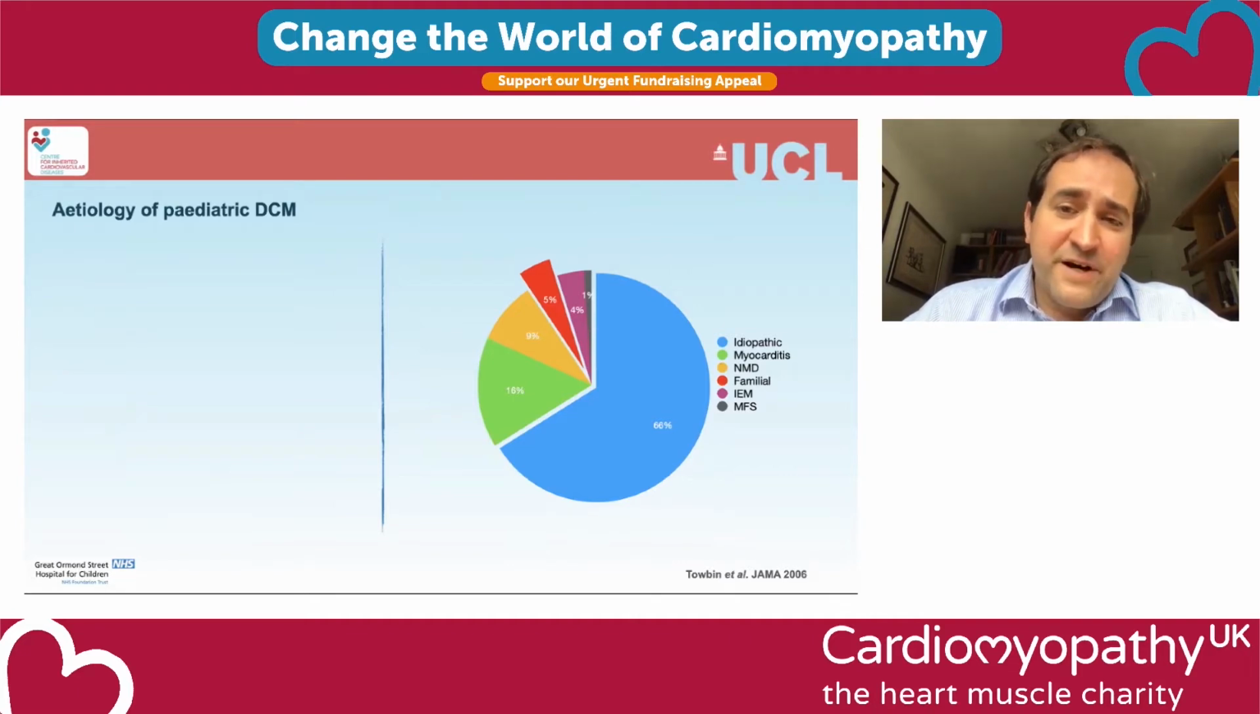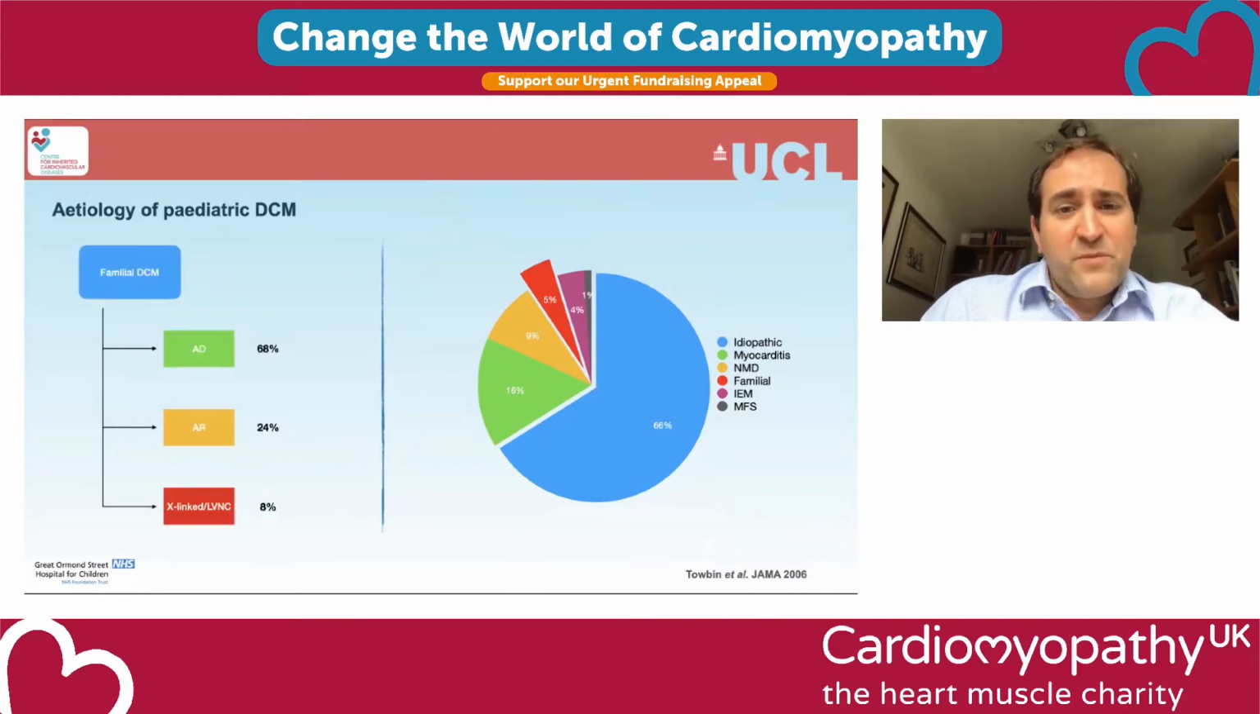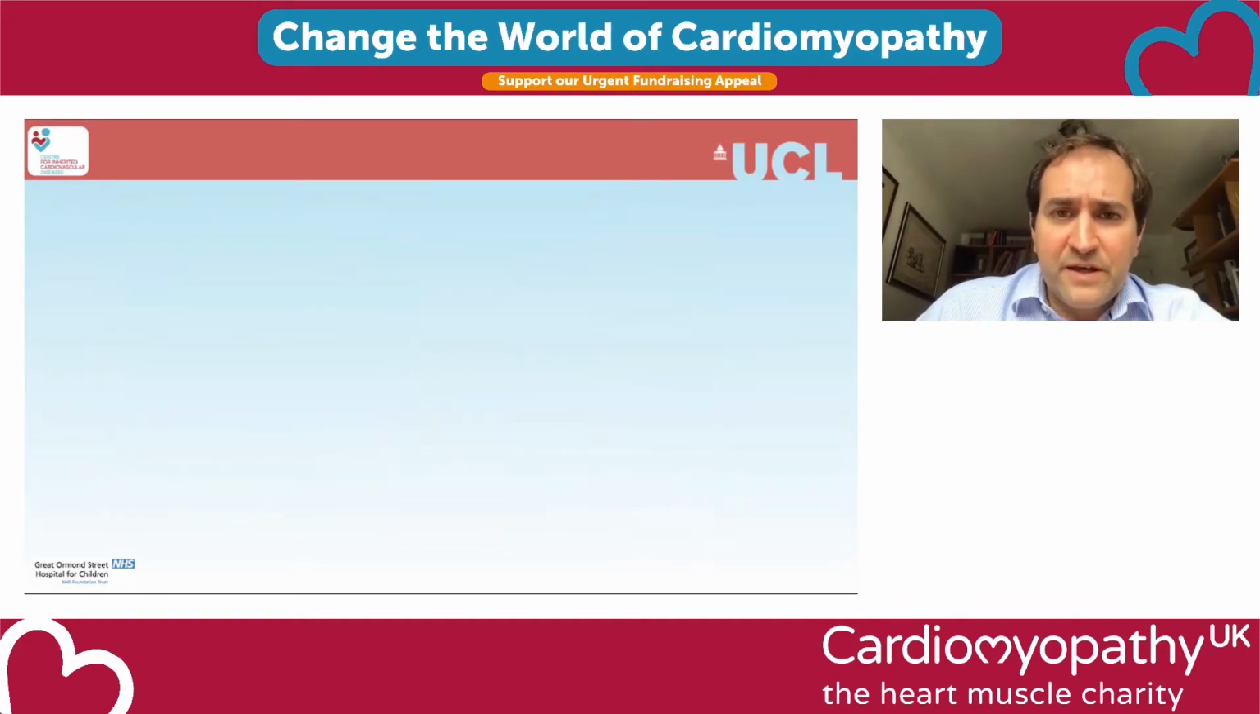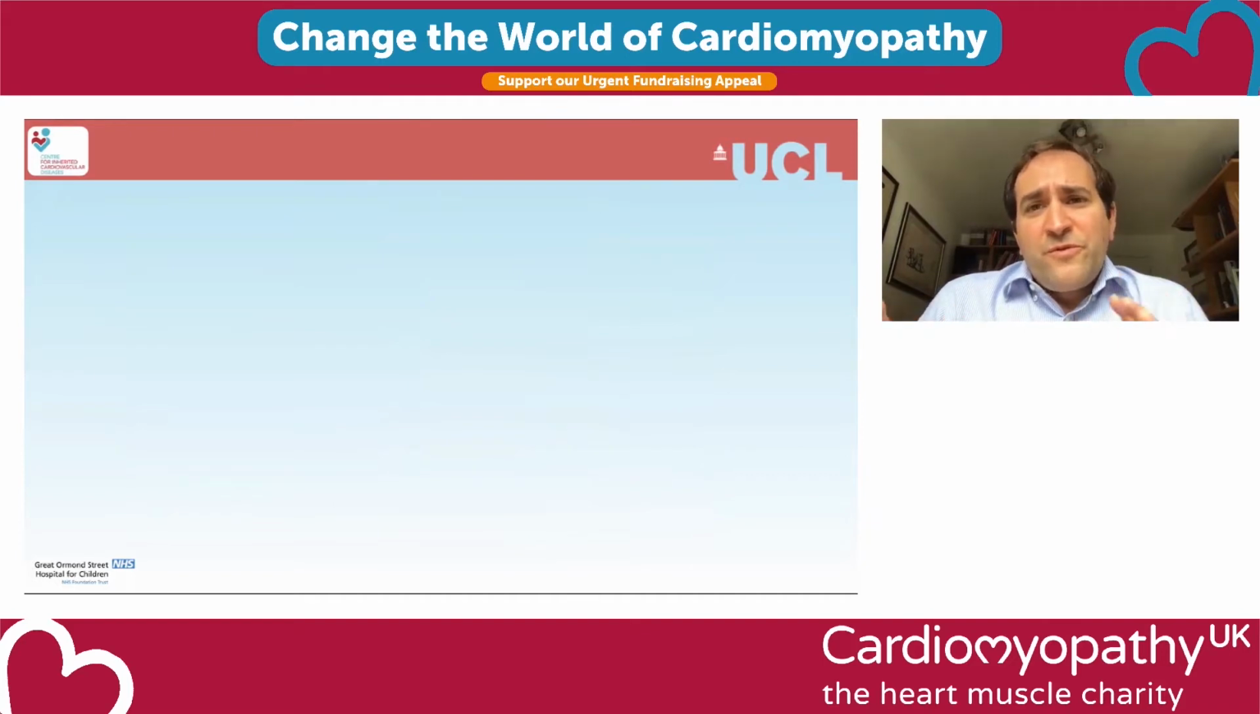But in this study, only 5% of the dilated cardiomyopathies in children were familial, so were conditions that they could identify had run in the family. And most of these were inherited in what we call a dominant way, and I'll explain what that means in just a second. So the information that we have so far suggests that perhaps the cardiomyopathies, particularly dilated cardiomyopathy, may not be familial or genetic in that many children.